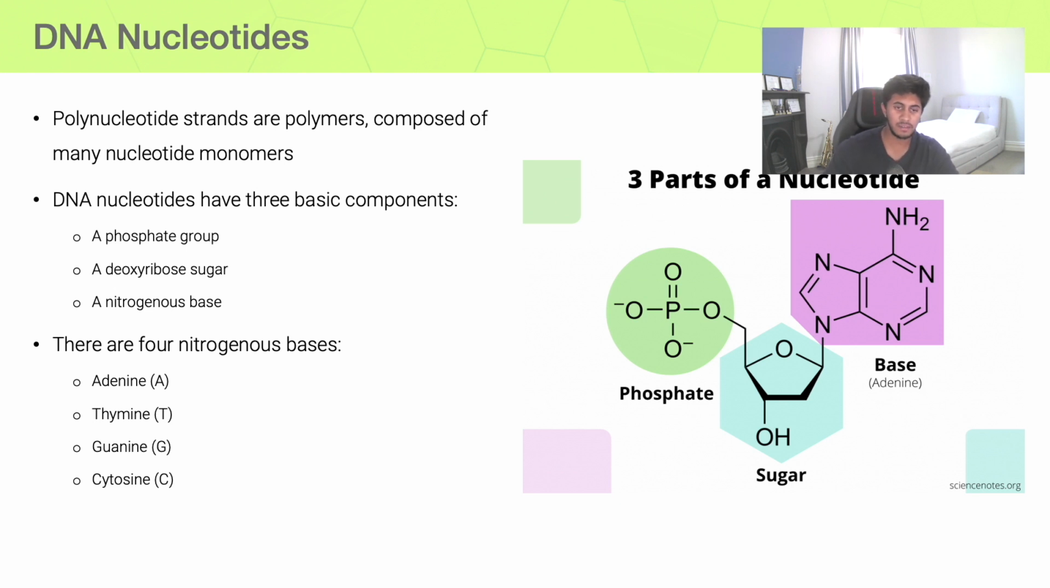There are 4 main nitrogenous bases, being adenine, thymine, guanine, and cytosine, and these 4 bases make up every nucleotide that you can possibly have in DNA. So DNA molecules will never have other nitrogenous bases apart from these 4.